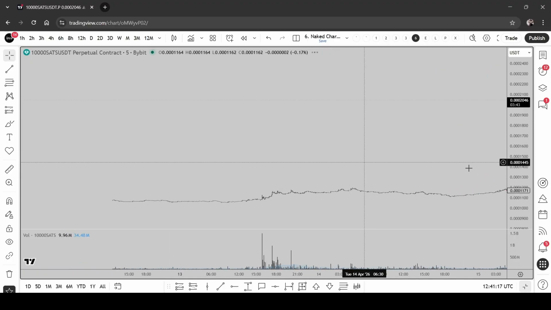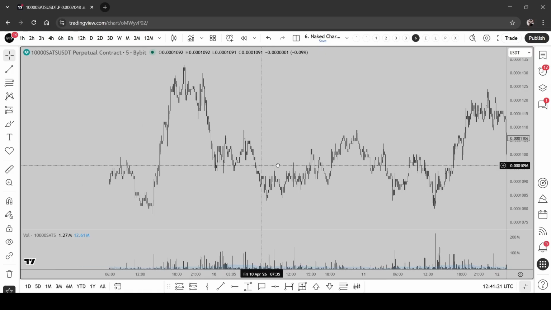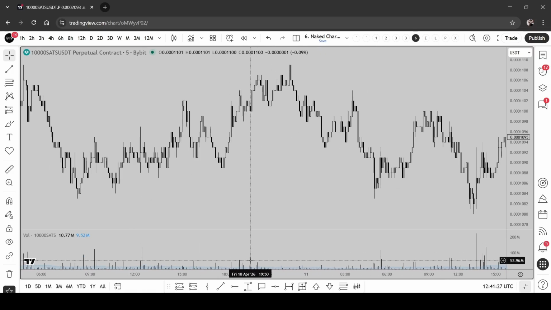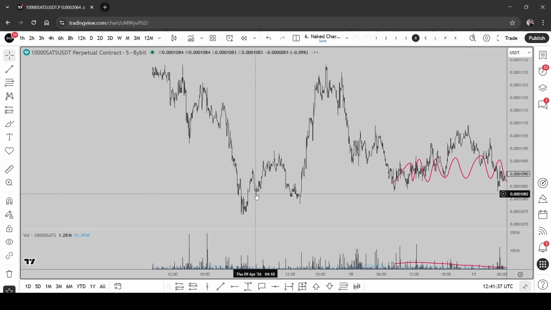If I look back on the left-hand side, I'm just trying to find a choppy window of time. Look at this price action, and then look at how that's reflected in the volume. Price isn't really going anywhere, and neither is the volume. Volume is pretty much flat. Let's just find another one.